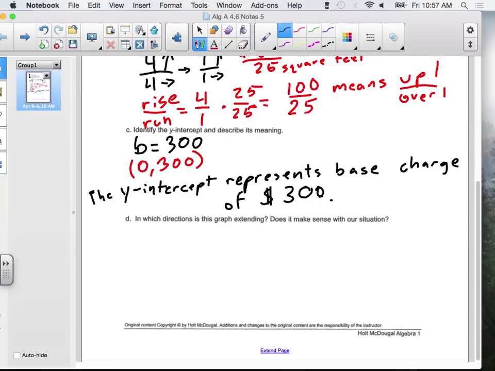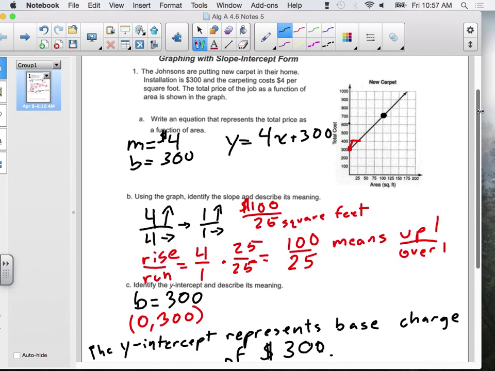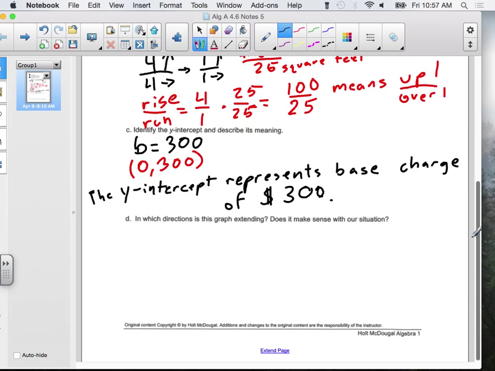The last one here. And everyone's finishing up letter C. Letter D says, in which directions is the graph extending? So if we go back and look up here, which way is it going? Up and right. So you can put up and to the right.